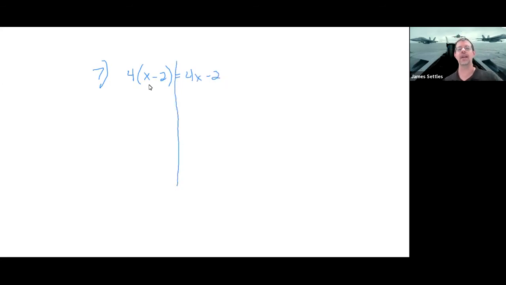Now this time I can't do anything because we've got parentheses. So anytime we have parentheses, we got to do our mountaintops. All right, so anytime we do mountaintops mean to multiply. So 4 times x would just be 4x, just squish them together. And 4 times negative 2 would be negative 8.